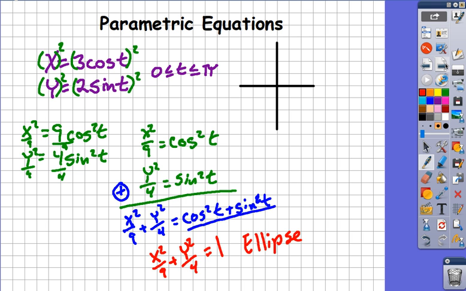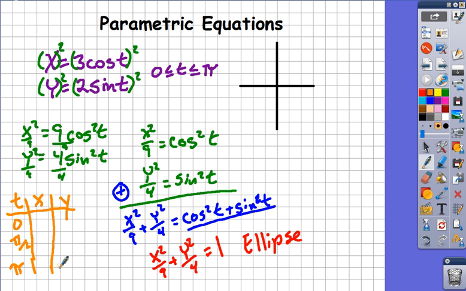Now, the other thing that I want to point out here, so let's go ahead and finish graphing this one. We could graph the ellipse, but that gives us the whole thing. We've got to realize we're only going from 0 to pi. So let's make, really quickly over here, a t, x, y table. Since we're going from 0 to pi, let's put in 0, then pi over 2, and then pi.